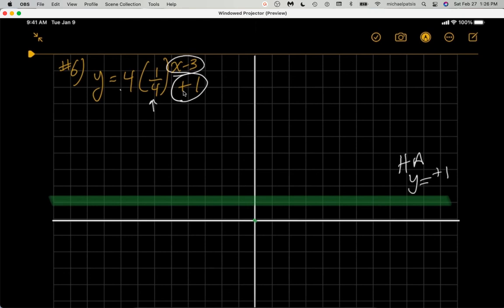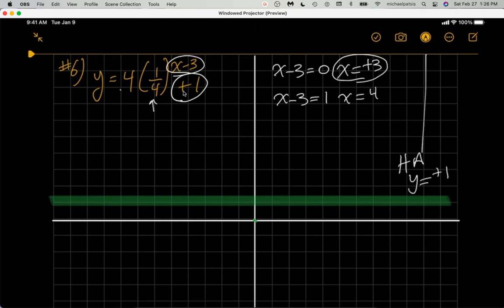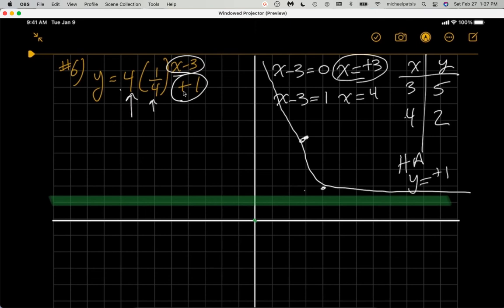I take my exponent, I make my math easier by setting it equal to 0 and equal to 1. When I do that, I get x equals positive 3 and x equals positive 4. When I plug them into my function, when I plug in x equals 3, I get y equals 5. When I plug in x equals 4, I get y equals 2. Now I plot my points. 3, 5, and then 4, 2 is here. So this is going to come down relatively steeply and hug my asymptote. And the reason this is a little steeper than the other graphs is that 4. That makes things steeper.